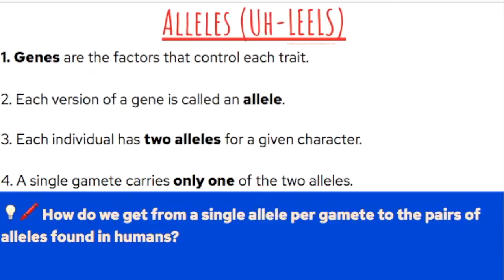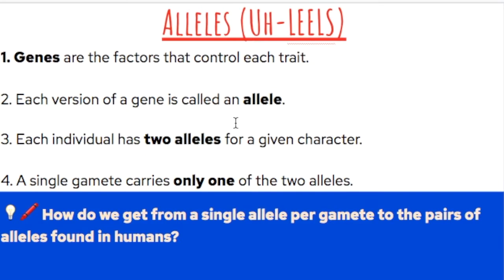All right, we have a few more vocab words today. So we have alleles. So genes are the factors that control each trait. So the gene gives you your eye color or your height or even your personality in some cases, or your disdain for Brussels sprouts. That's a gene. A gene's part of your DNA.